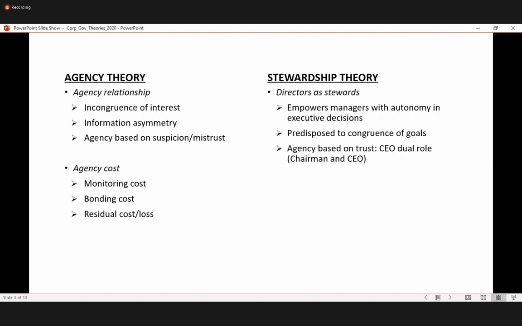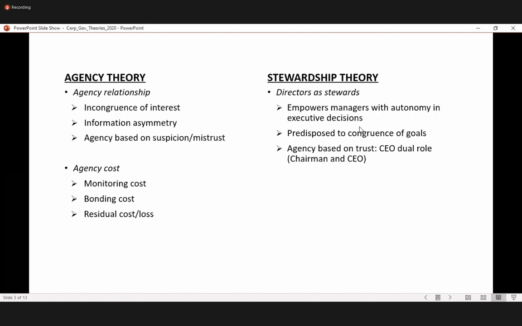because he's self-interested, and because of his position, there is information asymmetry. The principal doesn't know as much as the agent because the agent is the one who is directly involved in the operation, and the relationship of this agency is based on suspicion or mistrust. Then we were explained that this relationship implies monitoring cost, bonding cost, and residual cost or loss.